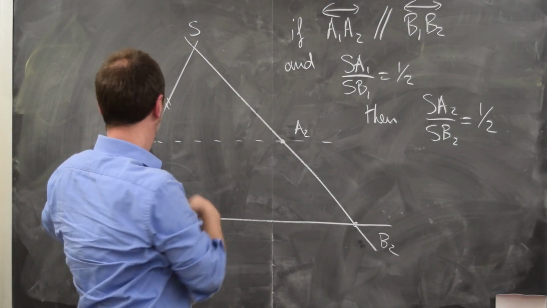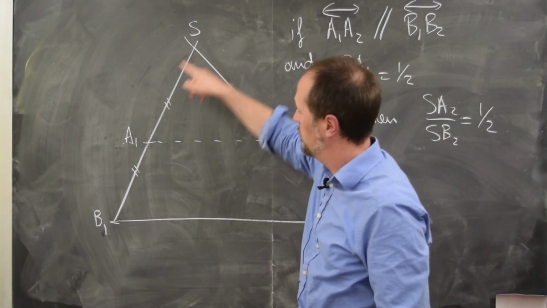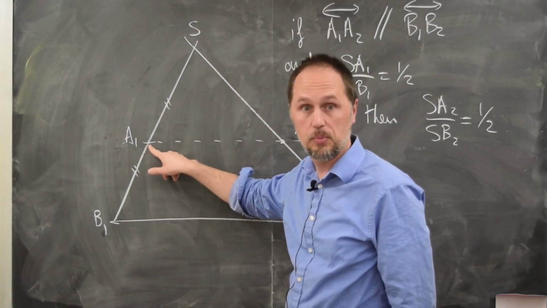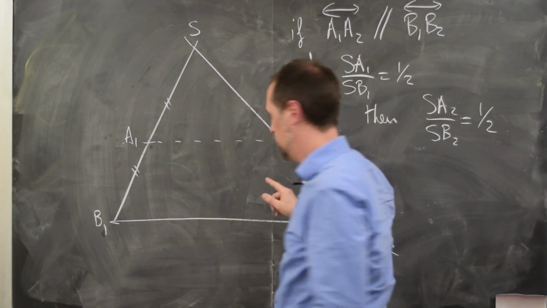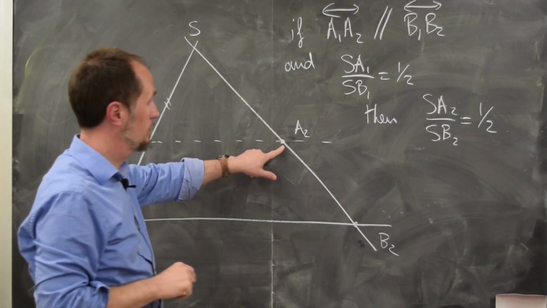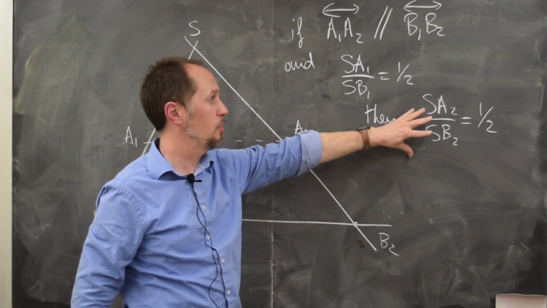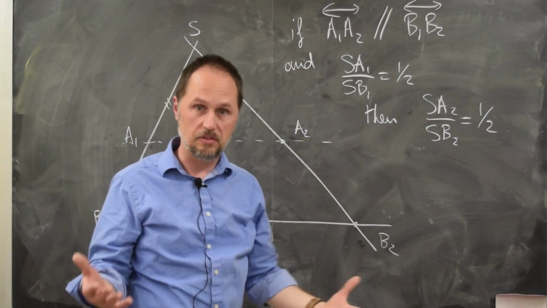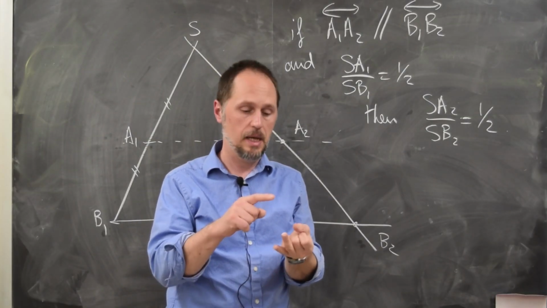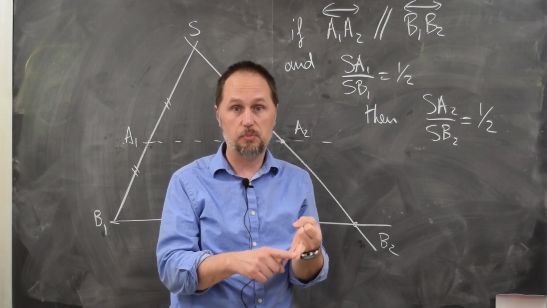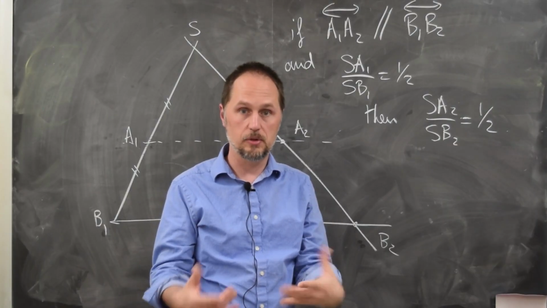So if they're parallel, and if A1 is the midpoint of my segment SB1, right? So A1 is the midpoint, then automatically A2 has to be the midpoint of this other side. Right? So it's saying if the ratio on the left is a half, then the ratio on the right is a half. Right? That's a very special case of our theorem. It only goes one direction, for now at least, and it only is for that very specific ratio of 1/2. Up to here, this is a solid proof.